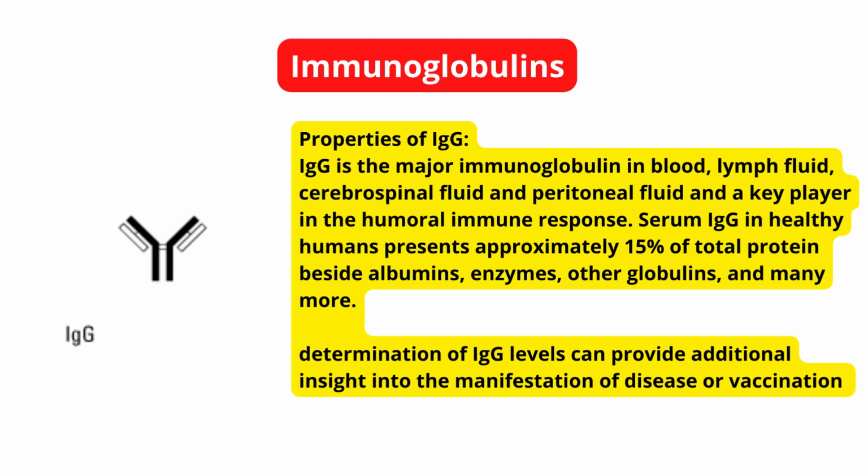IgG is the major immunoglobulin in blood, lymph fluid, cerebrospinal fluid and peritoneal fluid, and a key player in the humoral immune response. Serum IgG in healthy humans represents approximately 15% of total protein beside albumins, enzymes, other globulins, and many more. Determination of IgG levels can provide additional insight into the manifestation of disease.